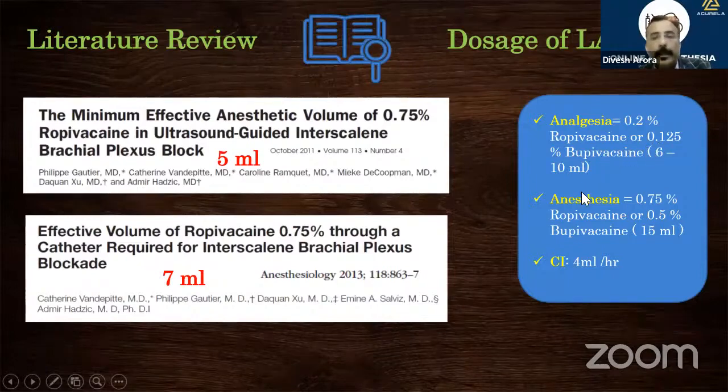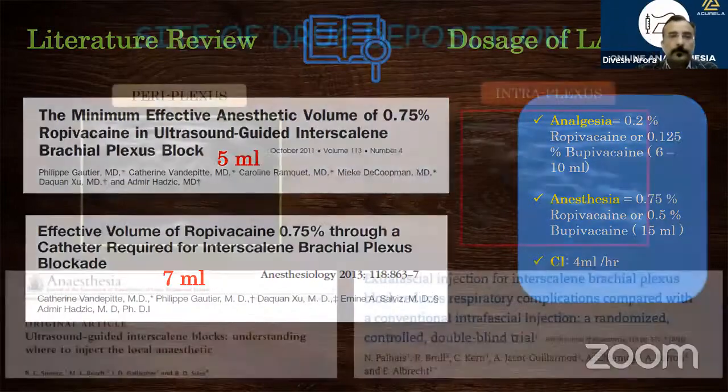And if we intend to achieve surgical anesthesia, then we have to increase the volumes to around 15 ml and use a higher concentration of the local anesthetics, that is 0.75% ropivacaine or 0.5% bupivacaine or levobupivacaine. And whenever you insert a catheter, use a loading dose around 7 to 10 ml, then every hour around 4 ml is sufficient to produce analgesia.